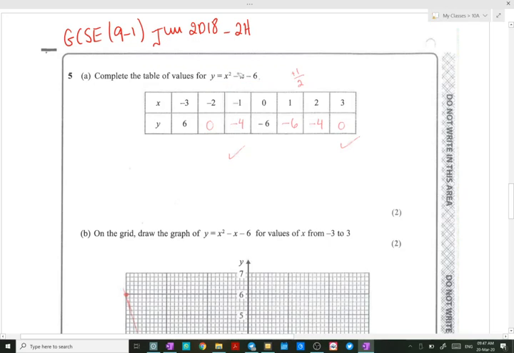Now, in order for you to fill in the table, you have to replace the value of x in here, and then you can find y. And you can use your calculator because it's a 2H paper. So let's write the first one.